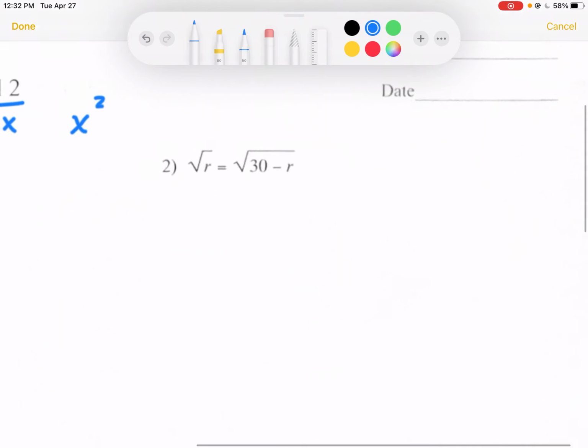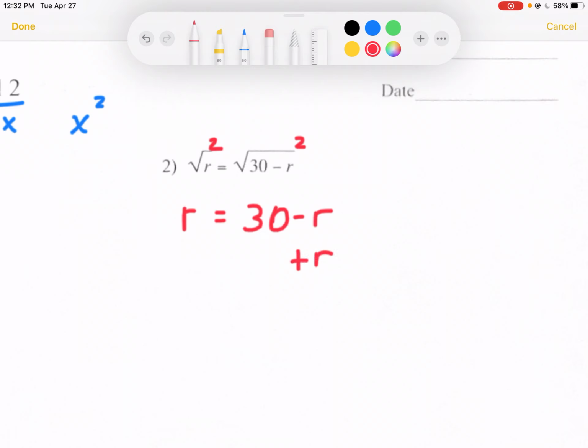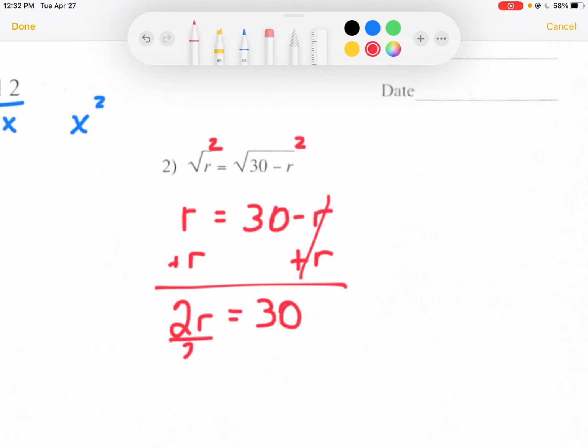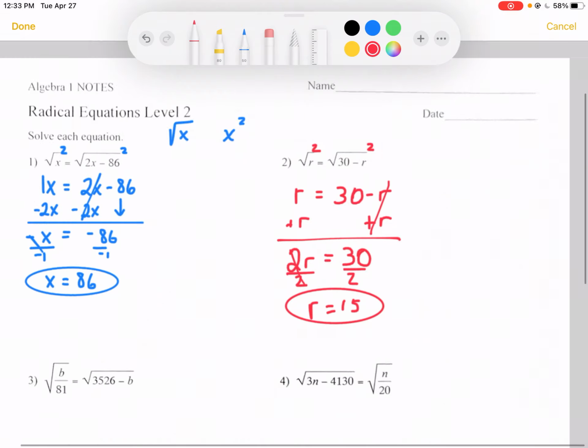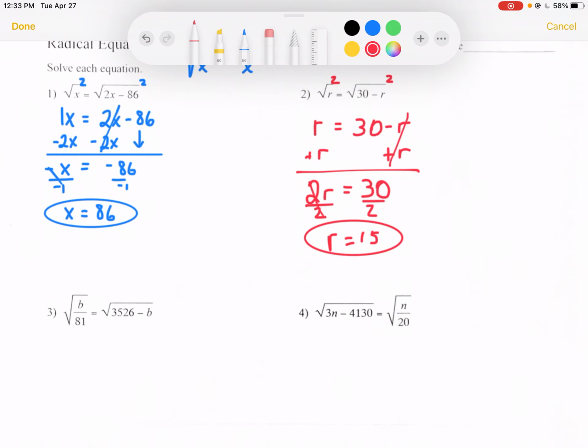If you move on to number 2, and you square both sides again, you're going to have r equals 30 minus r. And then add r to both sides. Get 2r equals 30. Divide by 2 to get r by itself. And you get 15. Now, full disclosure, the next ones are more difficult.